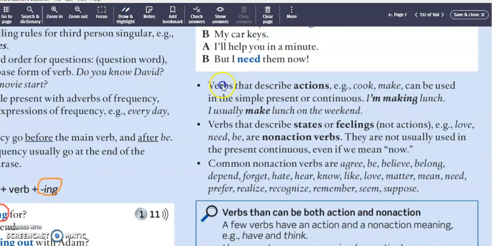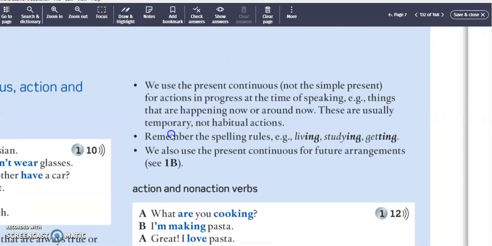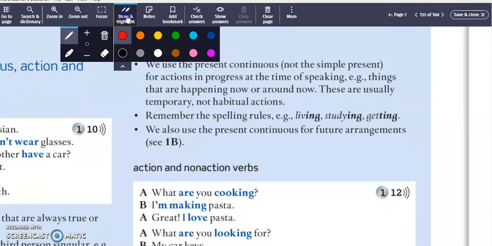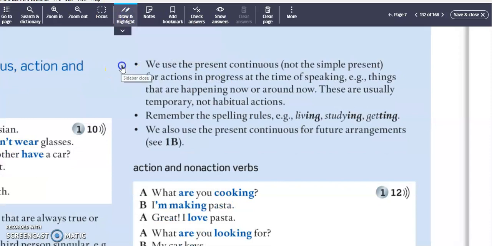Okay? And what are the uses of the present continuous? We use the present continuous, not the simple present, for actions in progress at the time of speaking. For example, things that are happening now and around the time of now. These things are usually temporary or they're not habitual actions. It means they don't happen regularly. Okay? Here, remember the spelling rules of this.